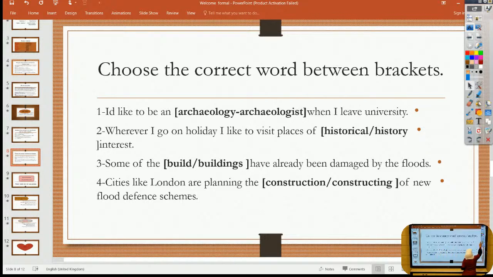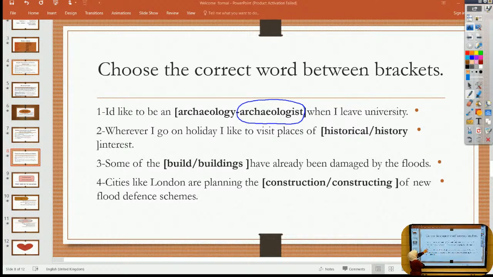Here, I'd like to be an archaeologist when I leave university. Two, wherever I go on holiday, I like to visit places of historical or history interest.